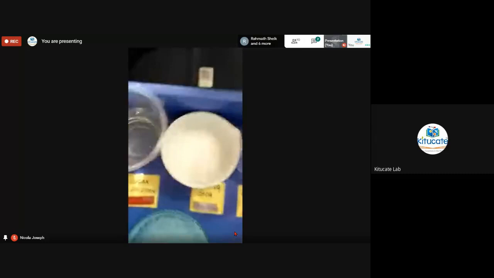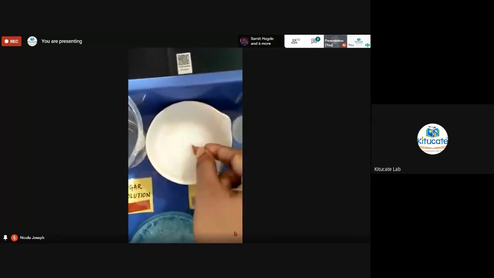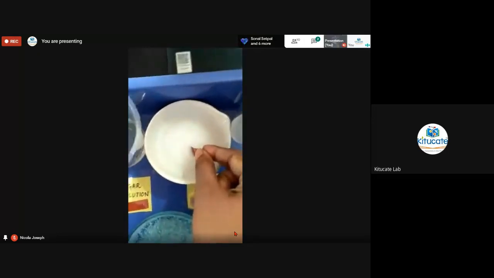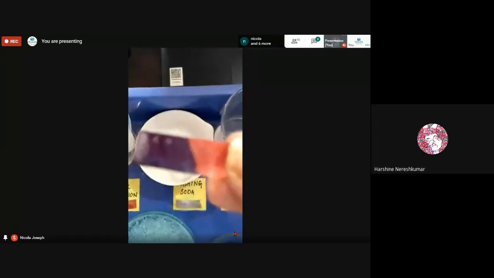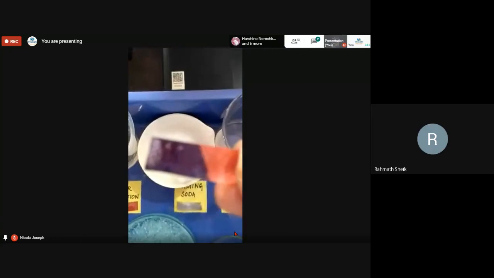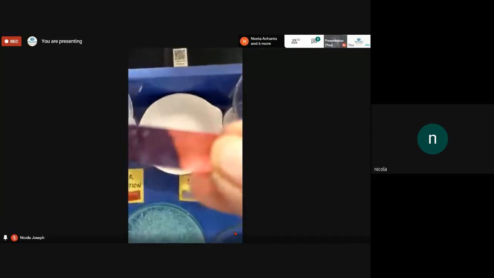Just give me a second. Now see, this is a red litmus paper and ma'am has dipped it into a solution of washing soda. Now see the change in color. Can you see it? Yes, ma'am. So the red litmus paper changes to blue when it is dipped in a base.